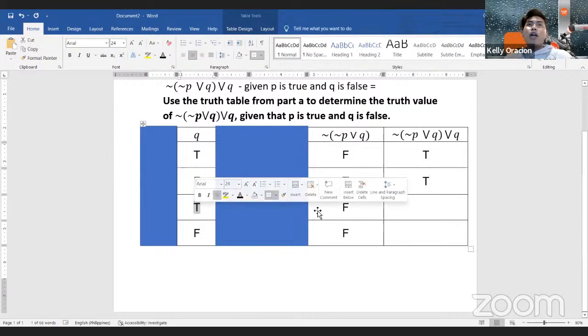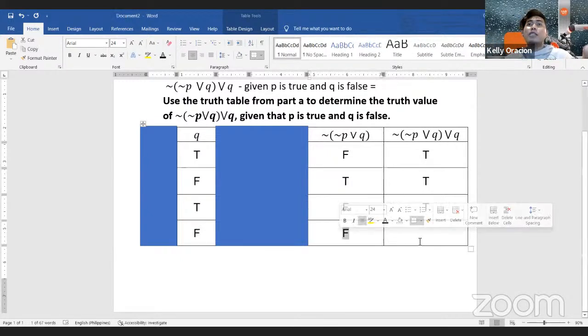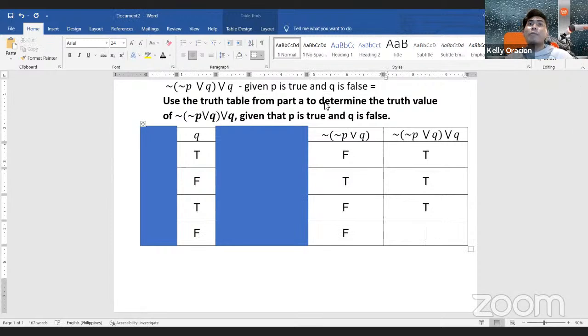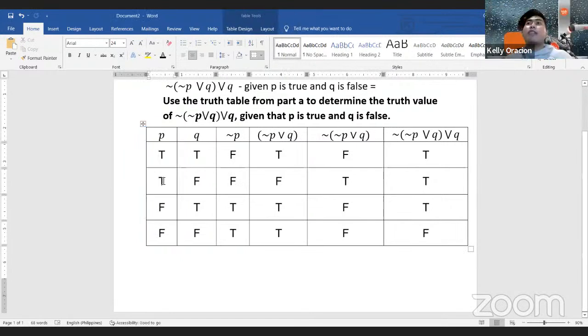Next, for a true, false, true pa din. And lastly, false, false. What could be the value pag disjunction? Very good. It's false. And yan, nakompleto na. Pwede na natin i-delete itong technique natin, yung itatabon ko. We can now determine the given question. Okay, kompleto naman. So let's answer this one.